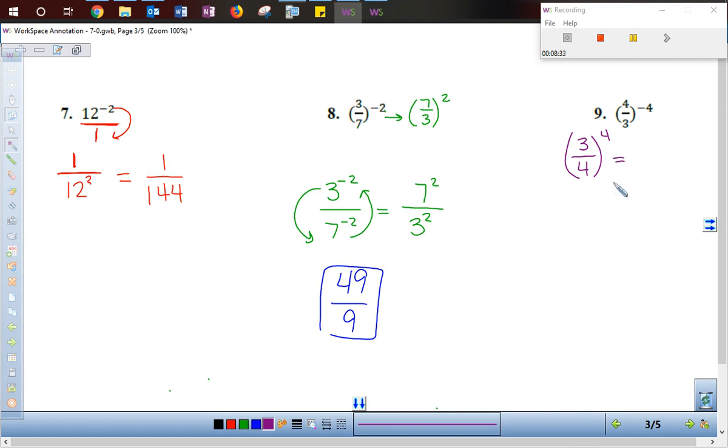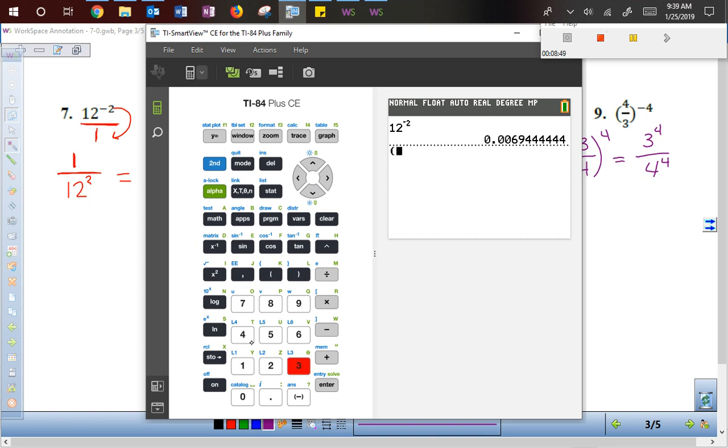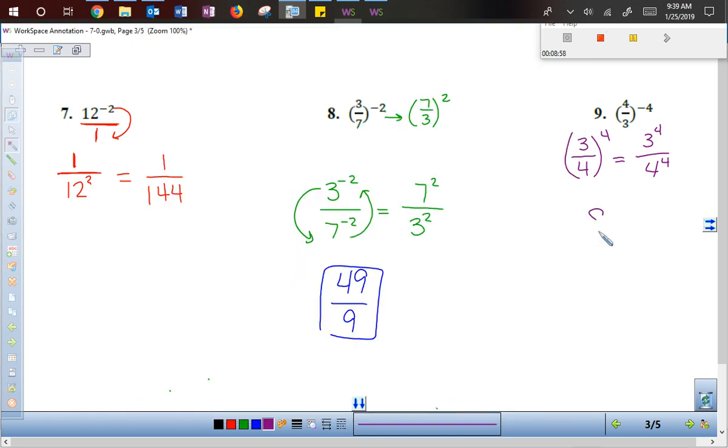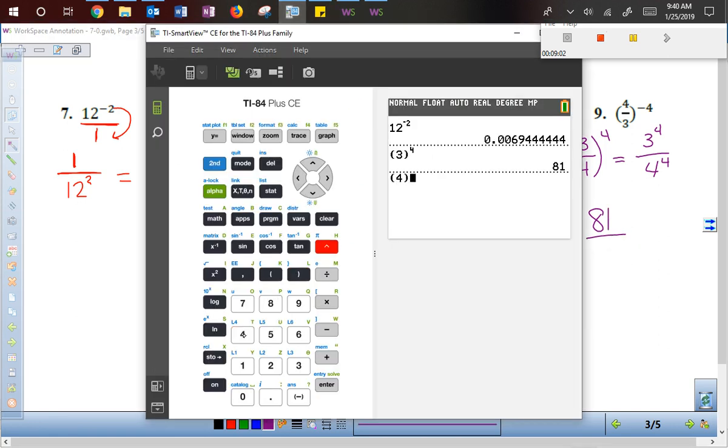Well, that means I want to take my numerator to that exponent, so 3 to the fourth, and my denominator to that exponent, 4 to the fourth. Now, 3 to the fourth might be a little difficult to do in our heads. Not a big deal. We have a calculator. Let's put 3 in parentheses and raise it to the 4th power. And we're going to get 81. Now, let's do the same thing with 4. I'm going to raise that to the 4th power, and I'll get 256.